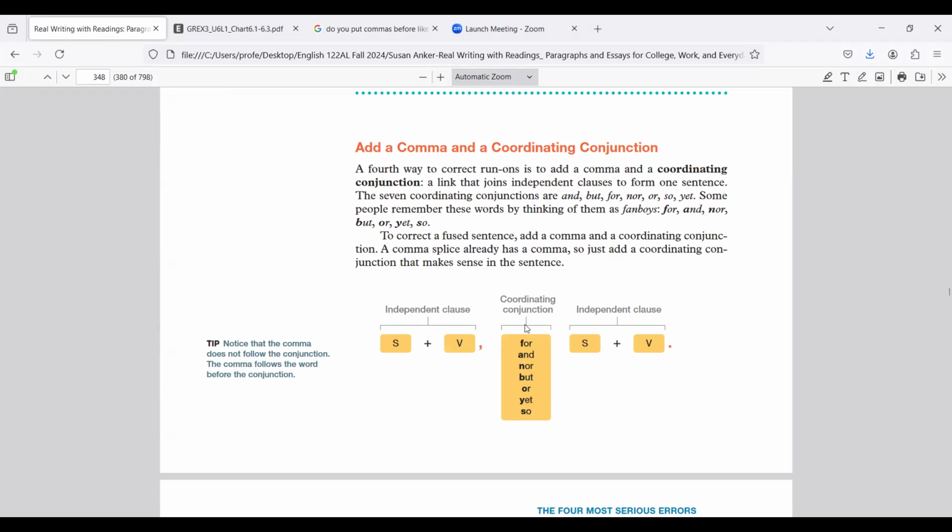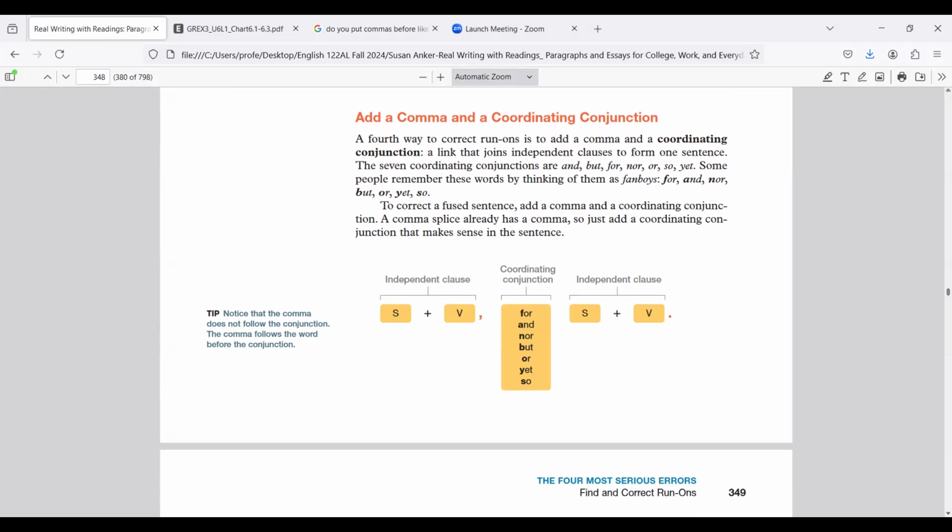So they're the only words that can connect two independent clauses with a comma. Here we have subject, verb, independent clause, complete idea, plus the coordinating conjunction, plus another independent clause, subject, verb, complete idea. All right.